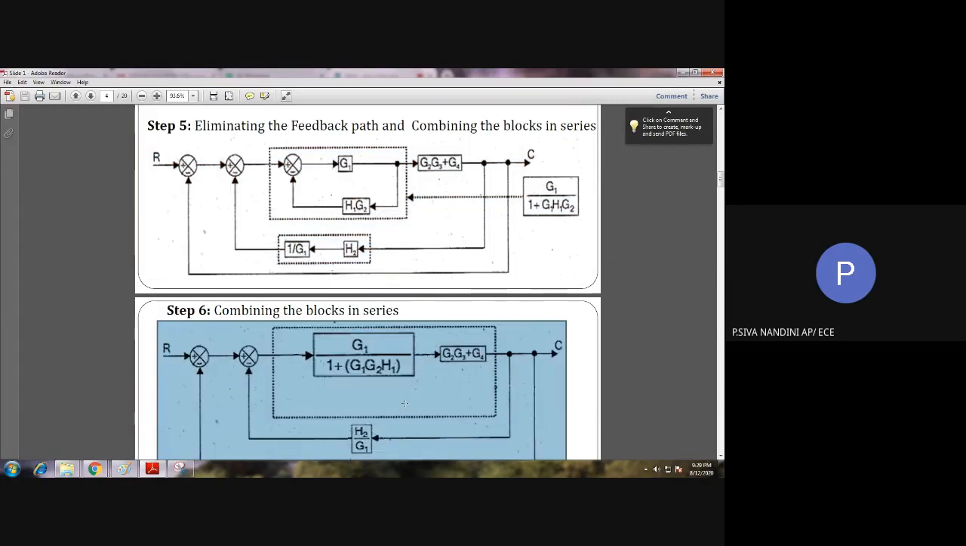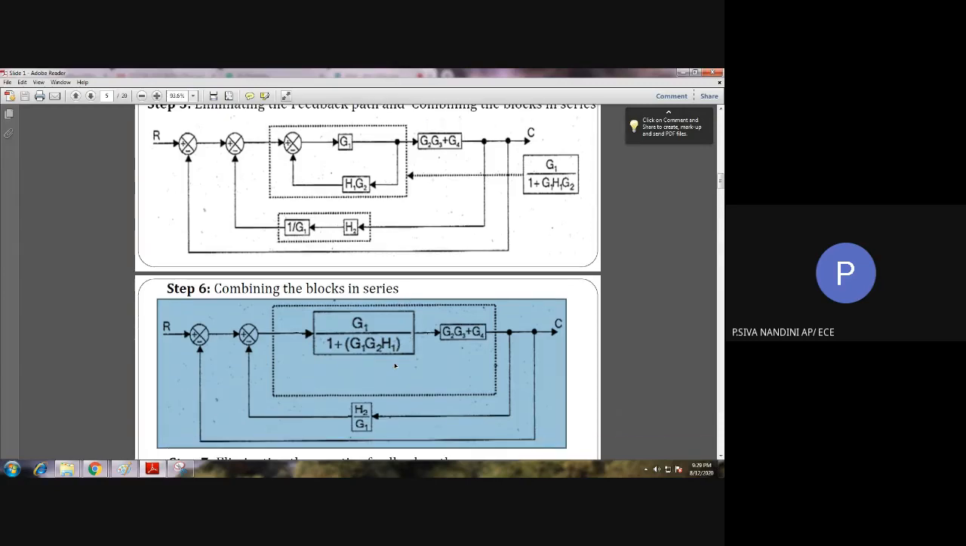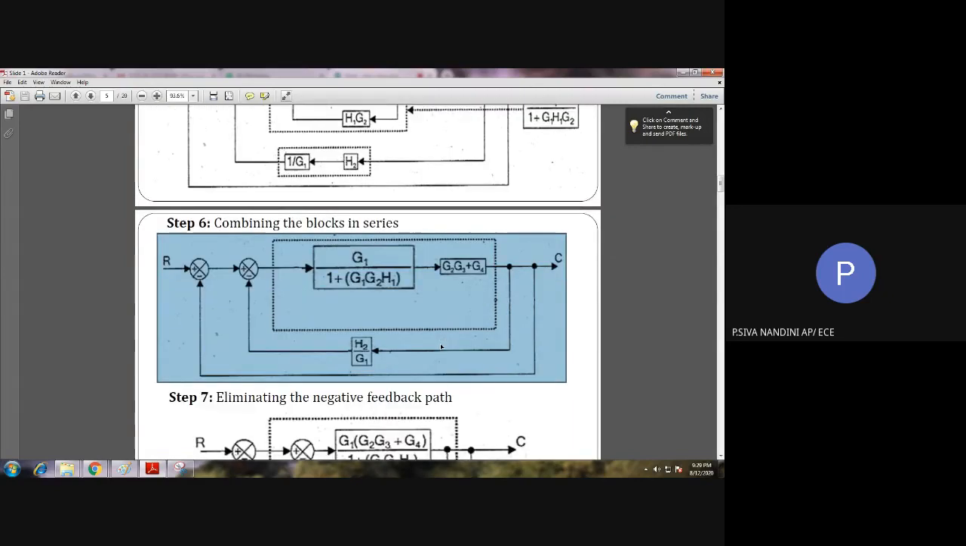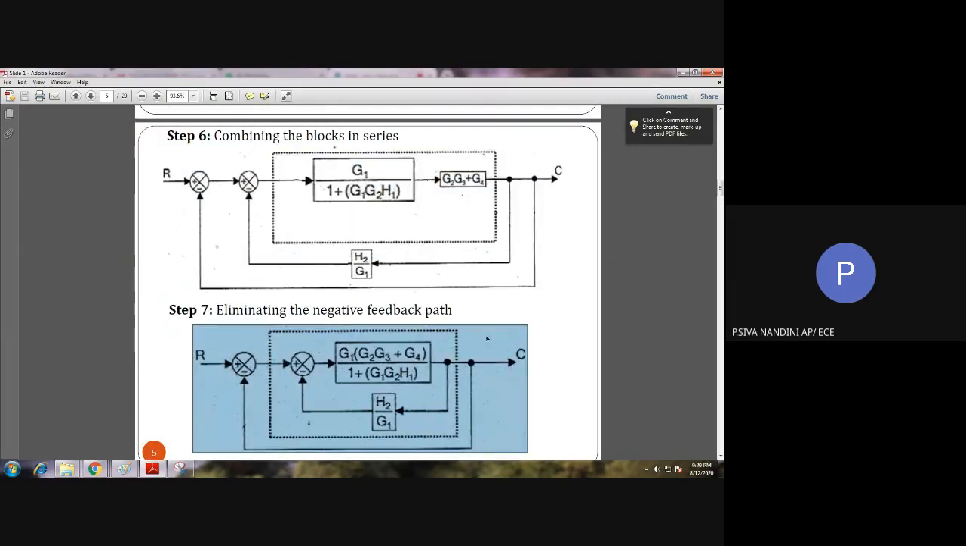And then if you see here, in step number 6, we have replaced, that is, we have reduced the negative feedback loop. And then if you see, here we are having 2 blocks in series. So we can simply multiply the 2 blocks and make it as a single block, like this. We have obtained in step number 7.